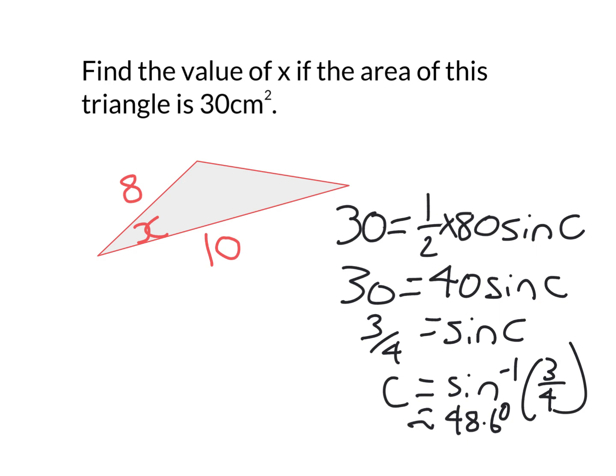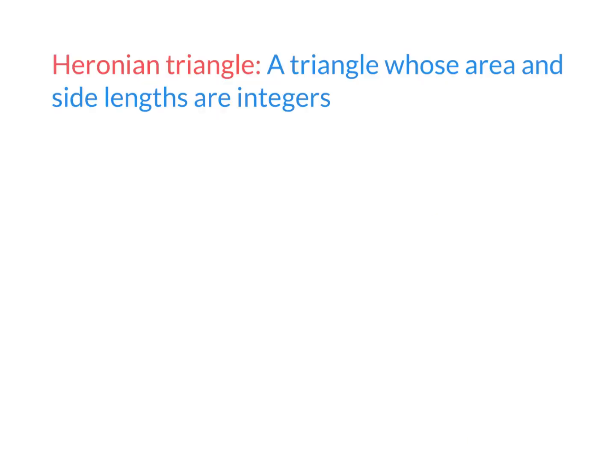All right, let's now look at Heronian triangles. So Heronian triangles are triangles whose area and side lengths are integers. So these are, I guess, a bit special because when we use Heron's rule and we're taking the square root, we usually get an irrational number for the area of the triangle. But there's a way that you can construct these Heronian triangles.